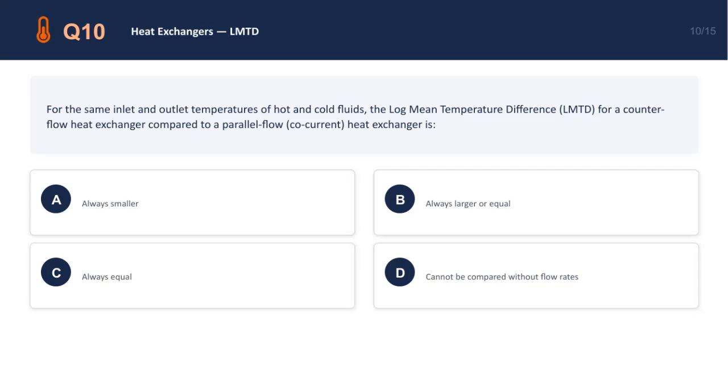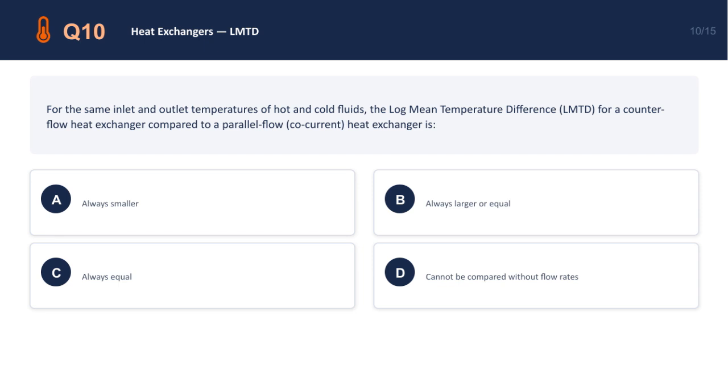Here we have a question about the log mean temperature difference, or LMTD, in heat exchangers. For the same inlet and outlet temperatures of the hot and cold fluids, the key point is that the LMTD in a counterflow heat exchanger is always larger than or equal to that of a parallel flow exchanger.